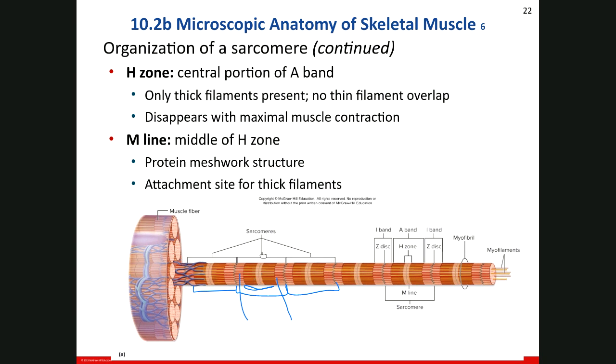The H zone is the central portion of our A band. Only thick filament is present here, and we don't have any thin filament to overlap it. When we have maximum contraction, our H zone disappears. And the M line is the middle part of our H zone. It's a protein meshwork which can be a site of attachment for our thick filaments.